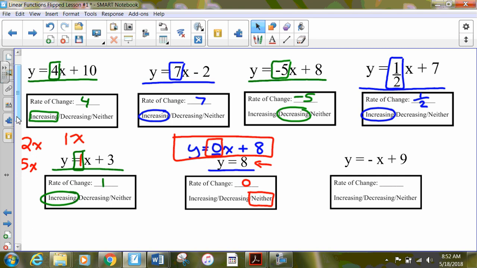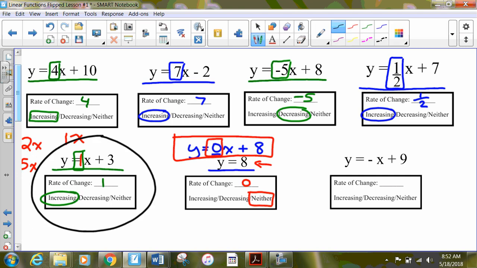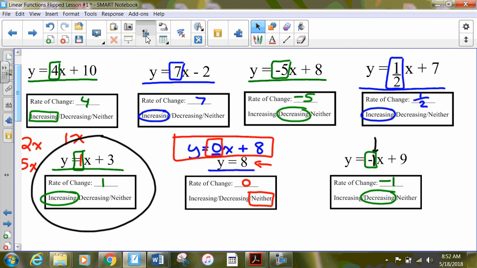And let's look at this one. It's similar to this one over here in that we don't see anything in front of the x, but we do see a negative. Once again, you could say negative x, or you could say negative 1x, which means that its rate of change is negative 1. It is a negative number, and that means that the rate of change is decreasing.